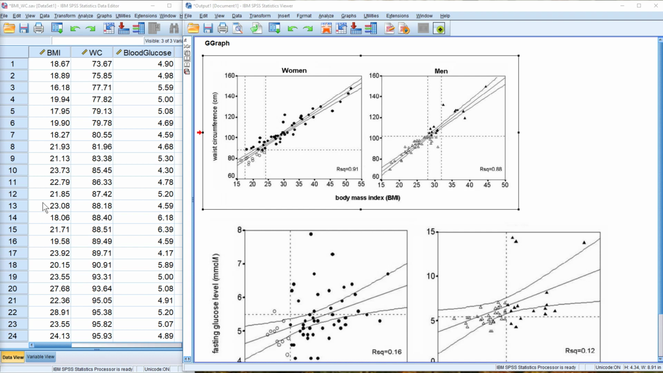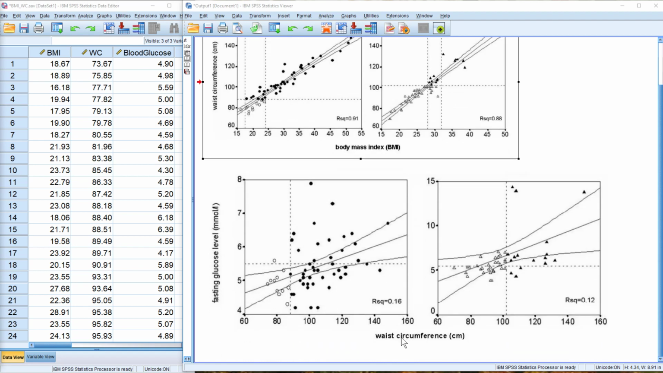I have opened the data for BMI, waist circumference and blood glucose, and this is just for the women. It's not the exact data from the paper, but it should give us some similar graphs. What we're looking at here is a couple of images taken out of the paper: one for body mass index with waist circumference, for the women, and then also waist circumference versus fasting blood glucose level.